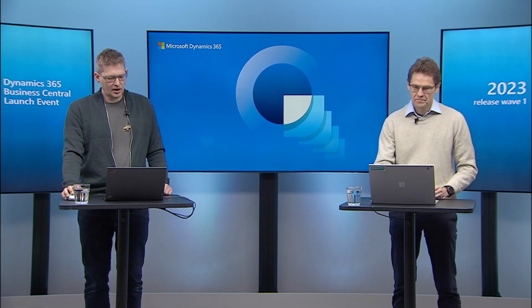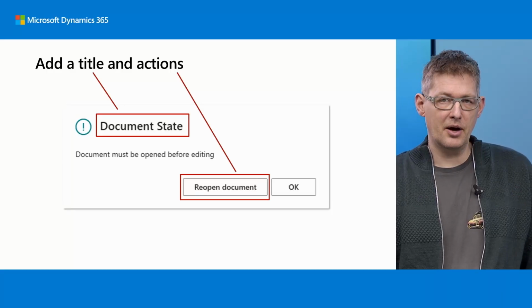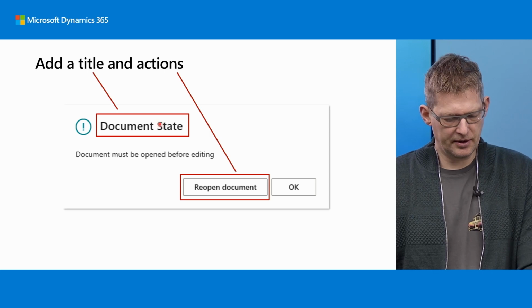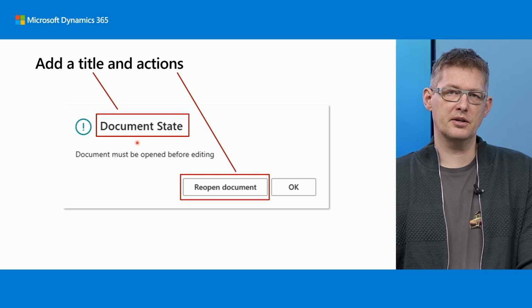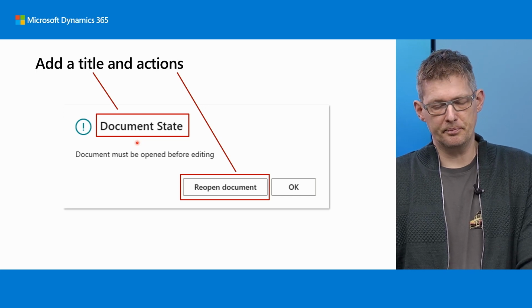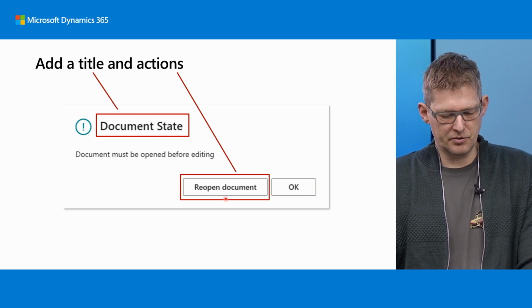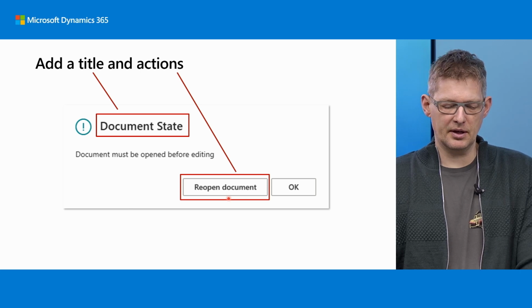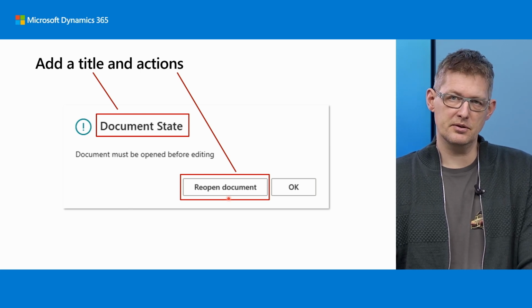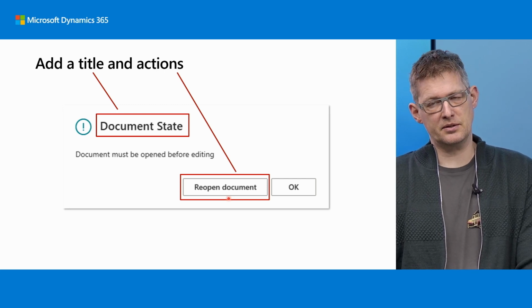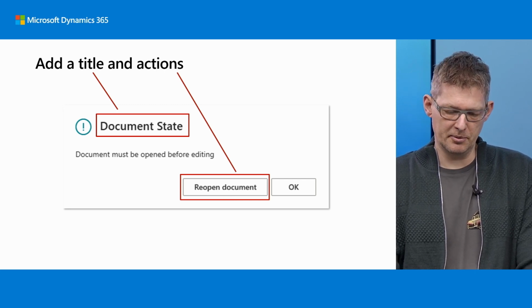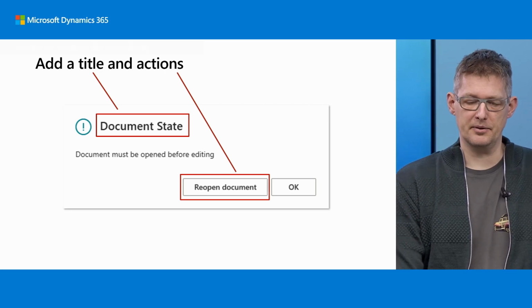So the first thing you notice is that you can now have a title up here as well as a text. So that title is the first thing you can set on the error info. The second thing you notice on this screenshot is that there is something else than the OK button, which is what we call an action. So how do you produce these actions as a developer? I have a few examples of that.